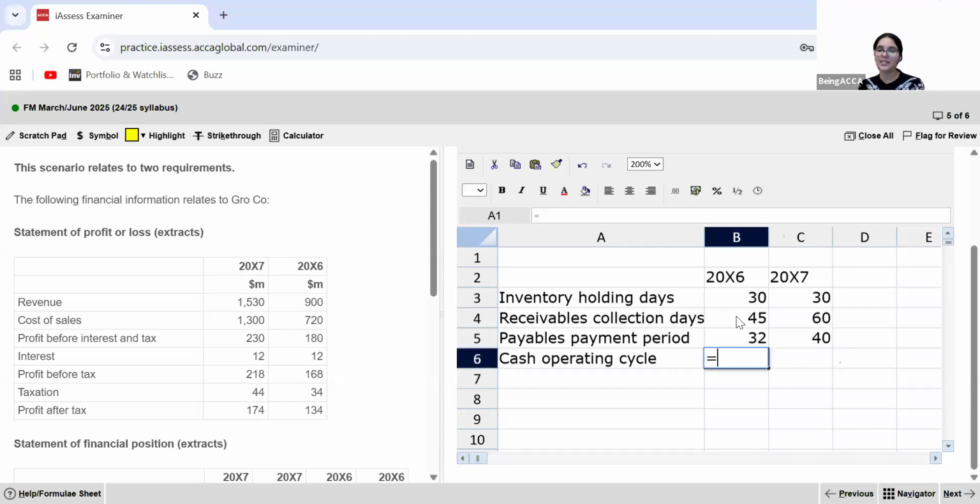Now I can find out my cash operating cycle. The formula that I've learned is you have to add inventory and receivable days and subtract the payables payment period. So this is what the cash operating cycle is basically going to look like.